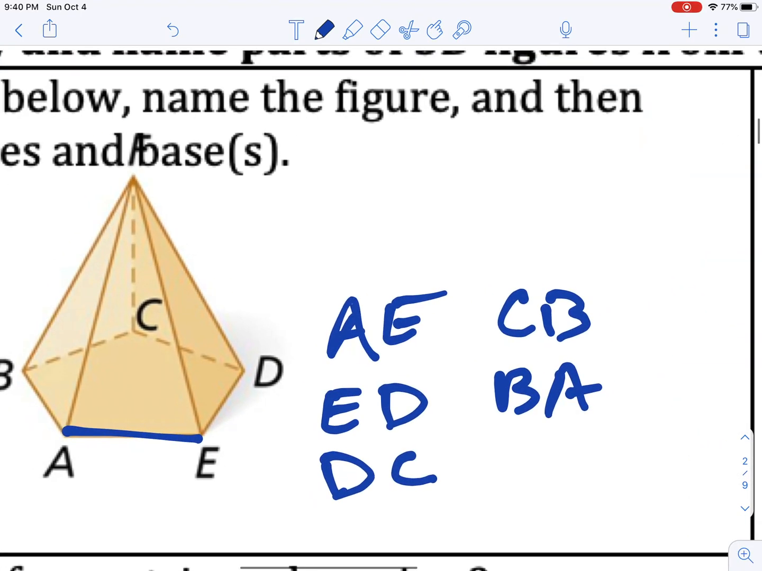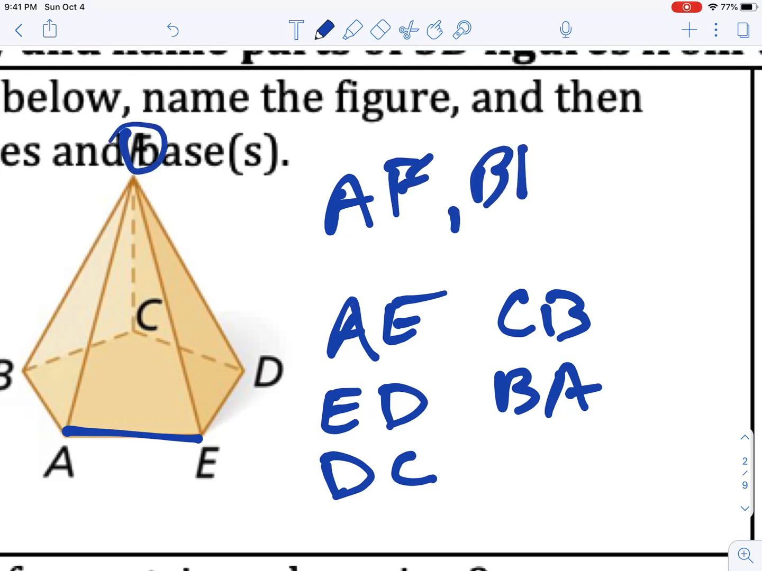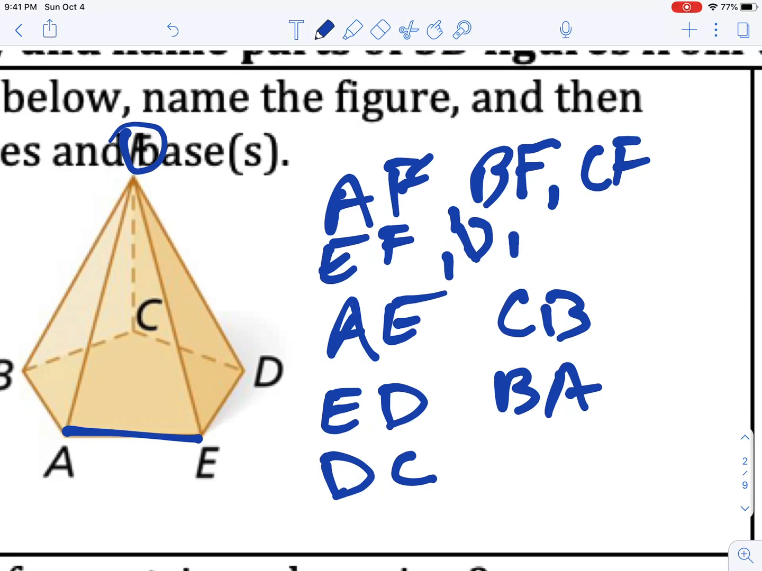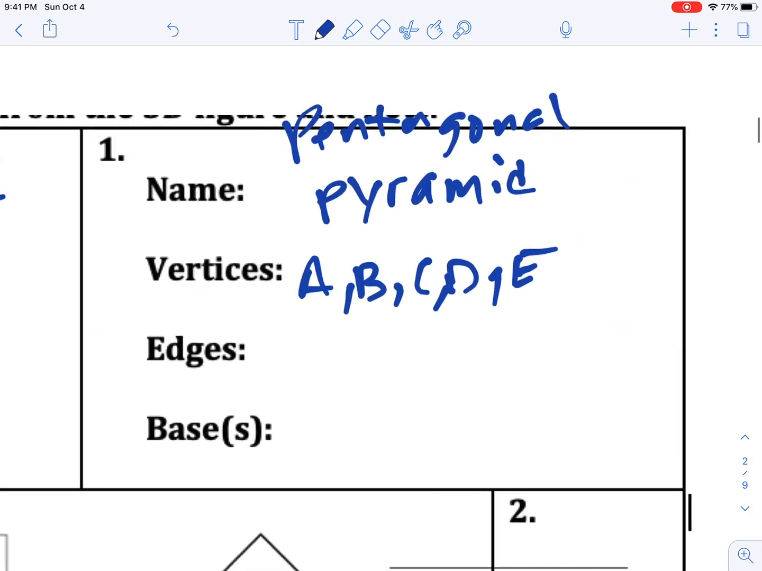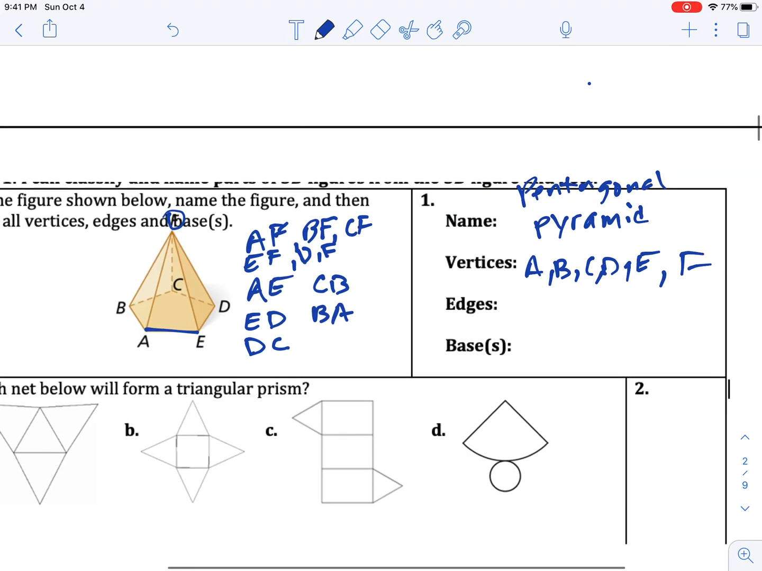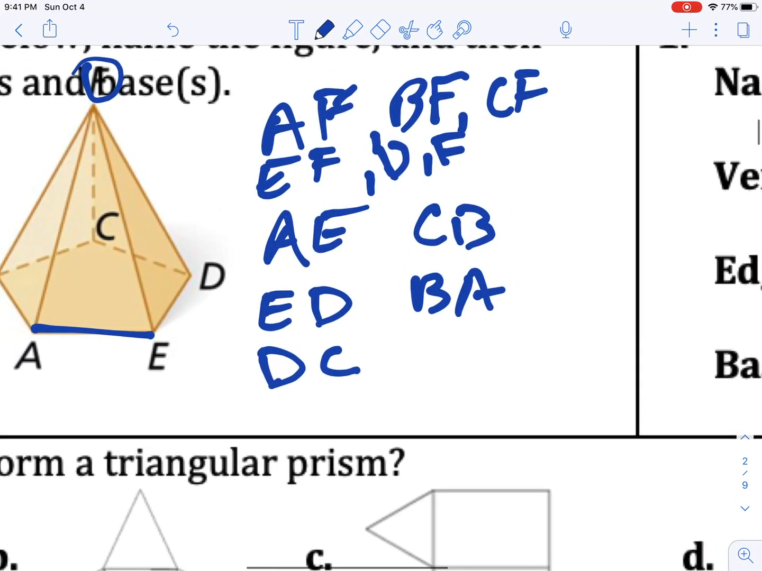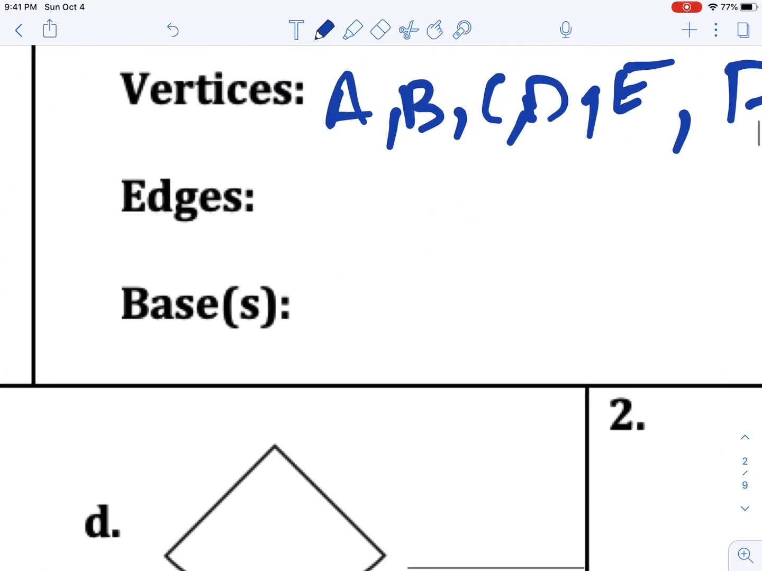And then we have all of them going to F. So we got A to F. Let's see, that F is way up there. A to F, B to F, C to F, E to F, and D to F. Okay, and then this needs to have vertex F as well. So those are all the 10 edges, and then the base we'll just say is pentagon.